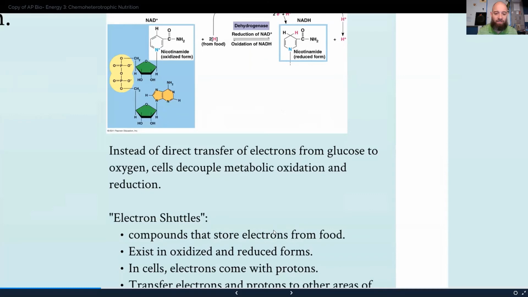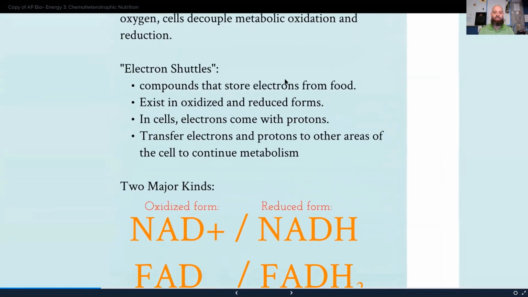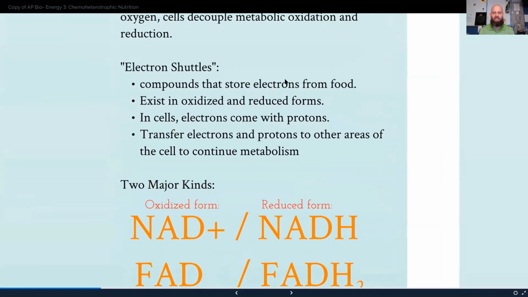It'll make a little bit more sense once we are looking at it in process, I guess. So electron shuttles, compounds that store electrons from our food. Again, that's because that's where we're getting the energy from. They exist in oxidized and reduced forms. So in other words, having the charged electron or being empty and not having the charged electron. Being empty or not having the electron would be oxidized. Having the charged electron, because we're adding that negative thing to you, is what we would call the reduced form.